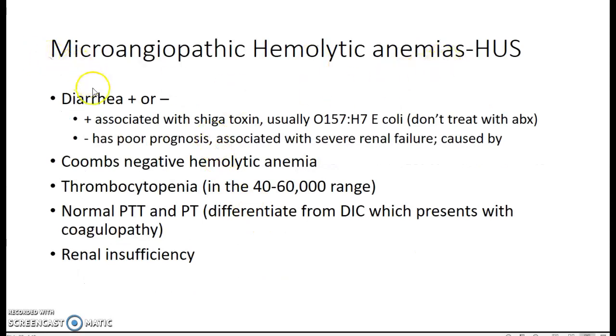HUS, another microangiopathic hemolytic anemia. You can have it associated with diarrhea or not. Usually it is associated with diarrhea. The D- is very rare. I wouldn't worry too much about it. So the D+ is the classic O157:H7 E. coli. It's Coombs negative. You also get the thrombocytopenia. Differentiate it from DIC by the normal clotting times, PTT and PT. Same for TTP. You also don't get the coagulopathy, and it's more associated with renal insufficiency than TTP is.